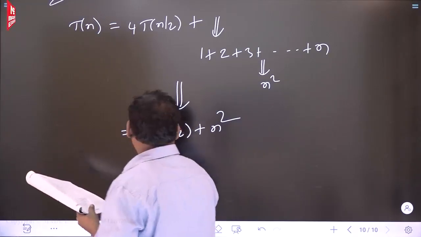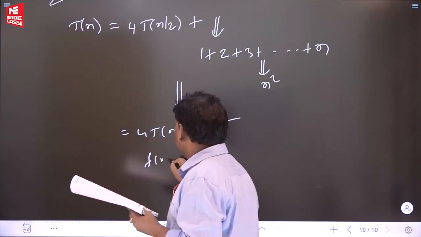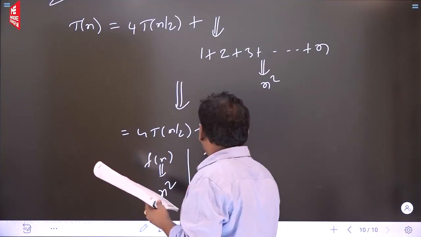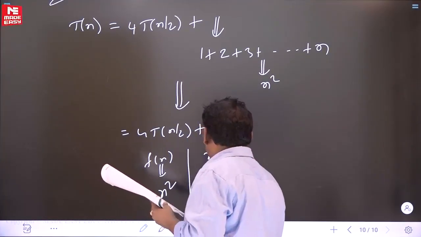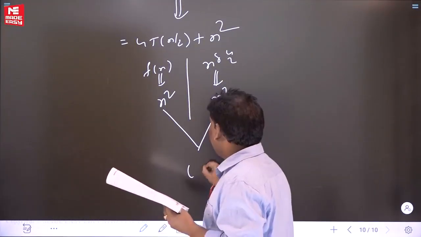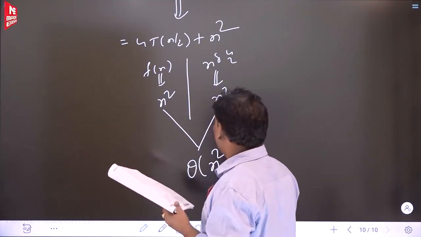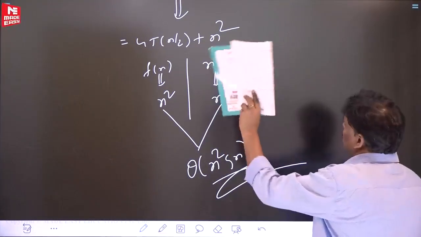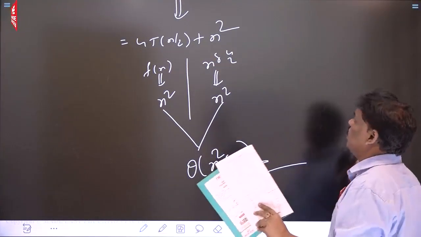Using the master theorem, what is the answer? f of n is n square. n power log a base b, log 4 base 2, is also n square. If both are equal, then take one of them and multiply by log n. You know this very well about the master theorem. So the answer of this problem is going to be n square log n.